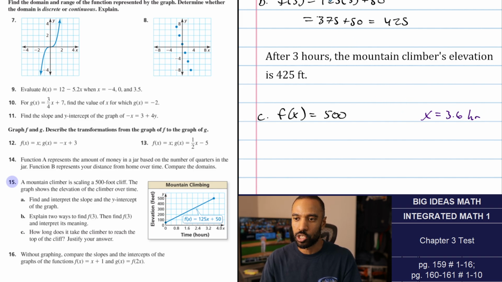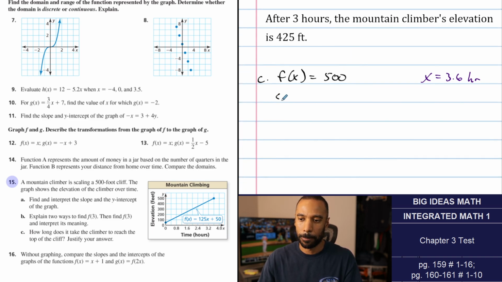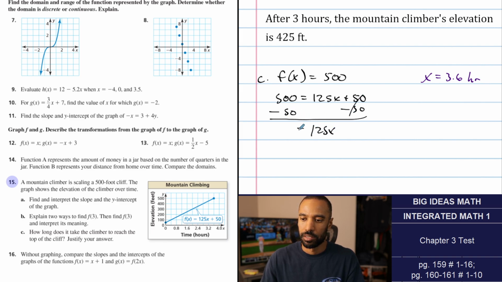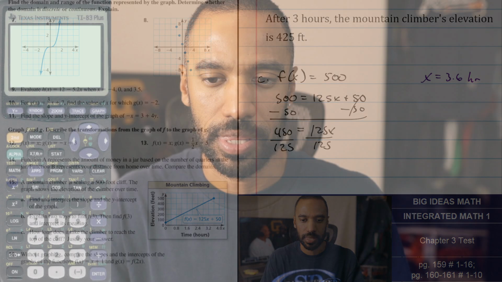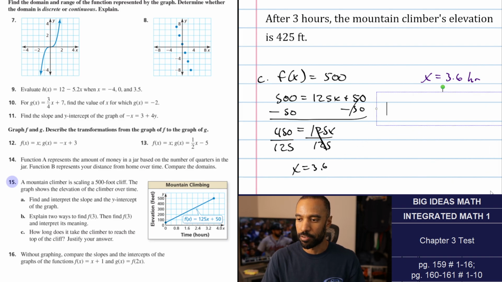Let's see if that is right by going into our equation, because we can also do it this way. We can substitute 500 into our equation, 125x plus 50, and solve for x. We subtract 50 from both sides, and then we divide both sides by 125. Now, let's go to the calculator. We get 450 divided by 125, and we get 3.6. So that was exactly what we expected. So x equals 3.6. It'll take the mountain climber 3.6 hours to reach the top of the 500-foot cliff.